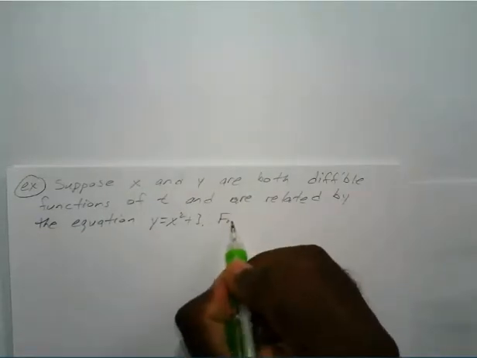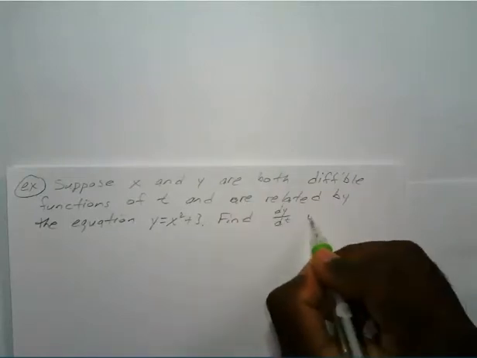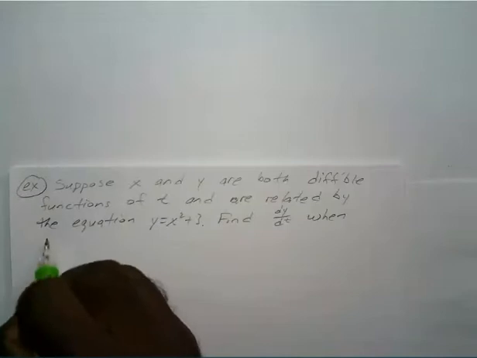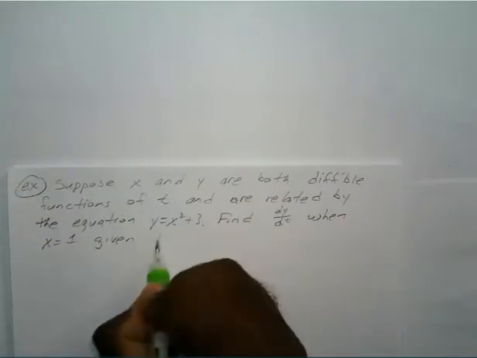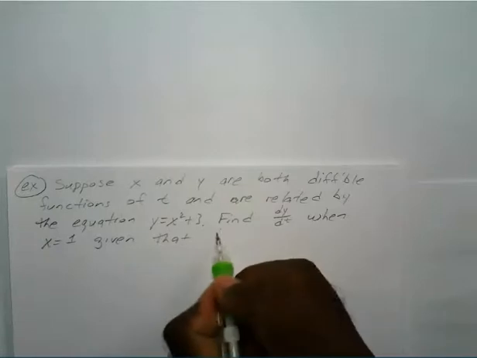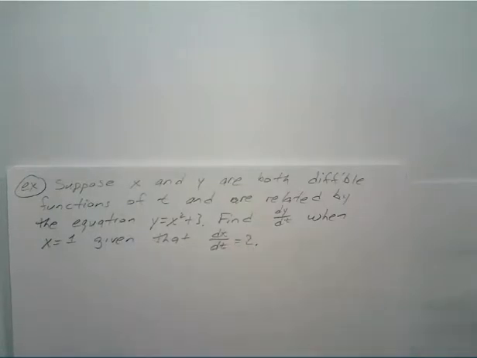Okay, so we want to find dy/dt when x is equal to 1, given that dx/dt is equal to 2. Let me kind of focus that a little bit. There we go.